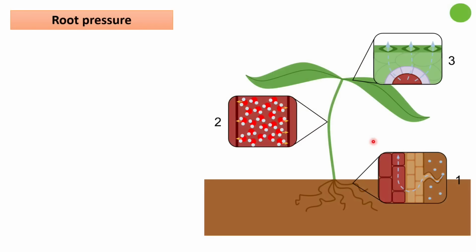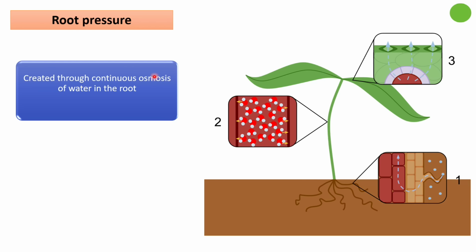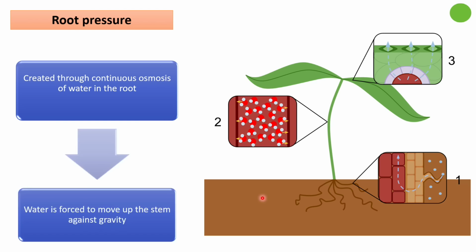Then the next one that we have is root pressure. Water particles are continuously moving into our cells, and at the top we are continuously losing water to the outside environment. But it's almost as if the water molecules are pushing up against each other. So that pressure is coming from that continuous flow of water into the root from the soil. Obviously, the water needs to go somewhere. The only place that it can go is upwards against gravity.